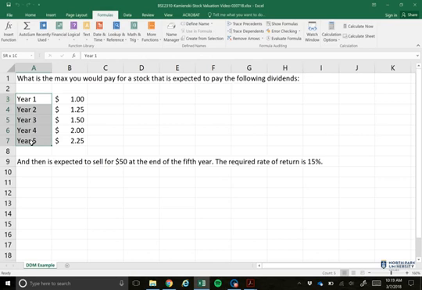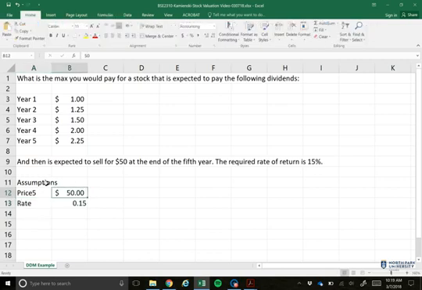I'll go vertically, years 1 through 5, $1 through $2.25. And then the stock is expected to sell for $50 at the end of the 5th year, and the required rate of return is 15%. Let me pull those two pieces out and say then that the price in the 5th year will be $50, and the required rate is going to be 15%.